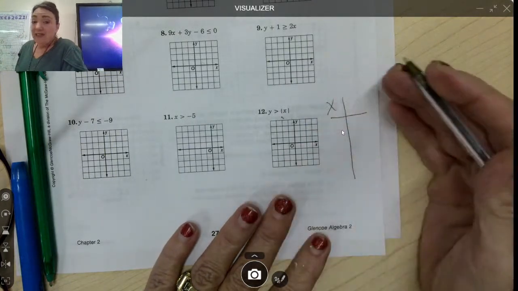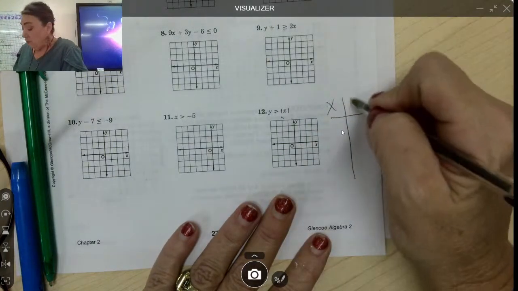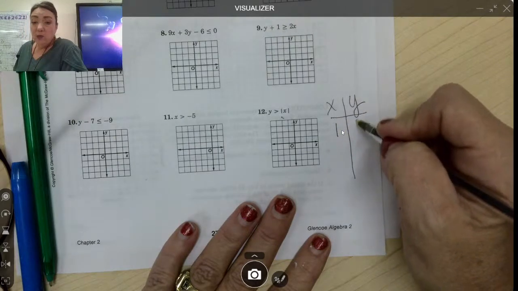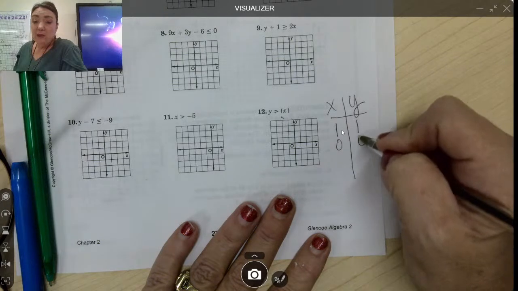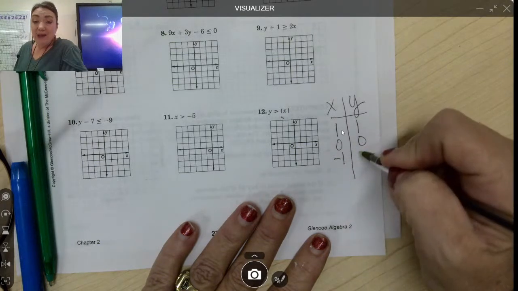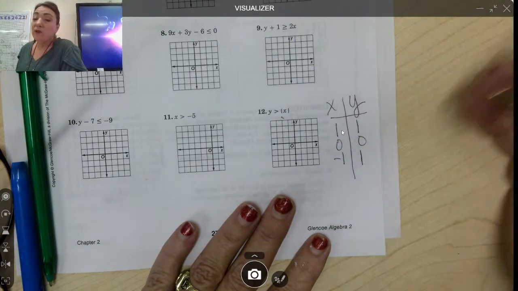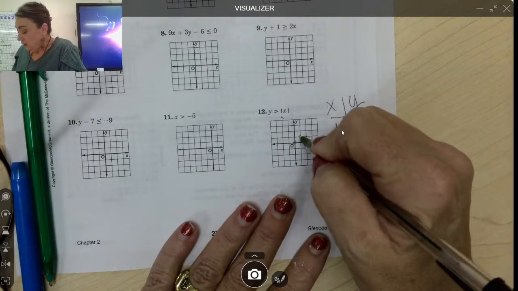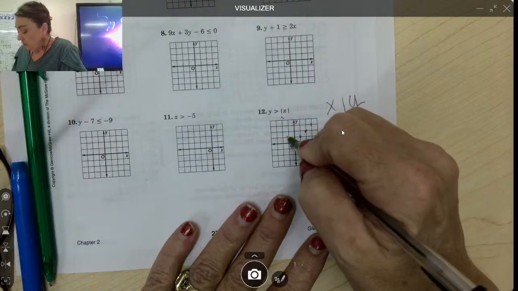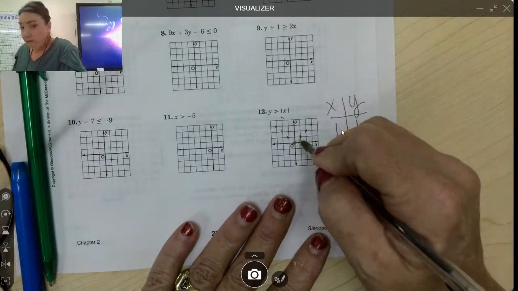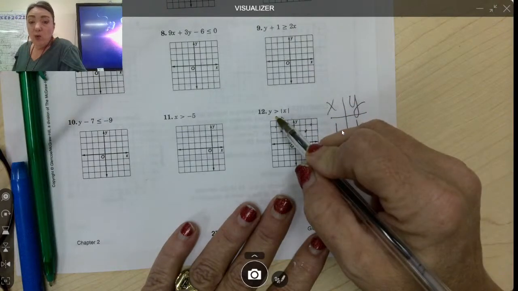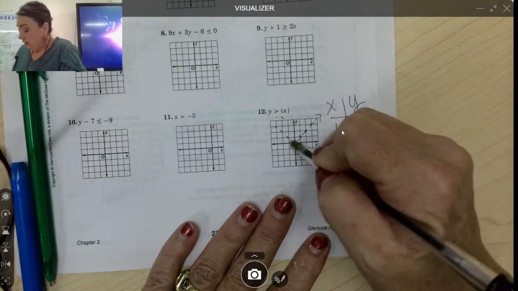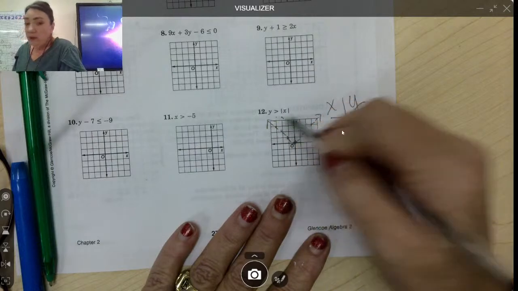So you're going to graph this exactly like you would any absolute value. So if x is 1, y is 1. If x is 0, y is 0. If x is negative 1, y is still 1 because the absolute value of negative 1 is still 1. Right? So it's going to get us this shape. It's going to look like this. Because that's not an or equal to, it's going to be a dotted line, right? Dotted line.